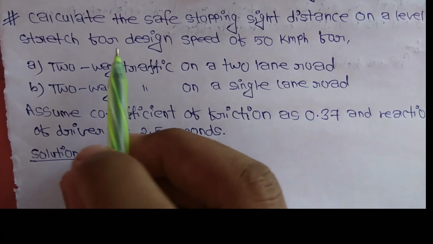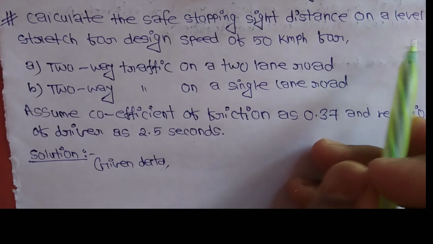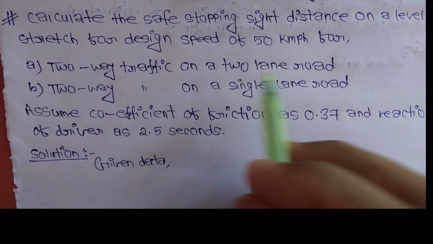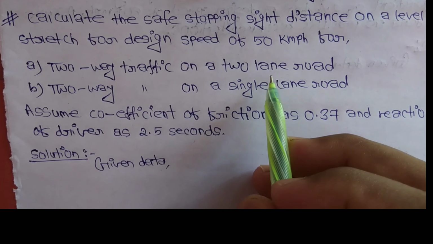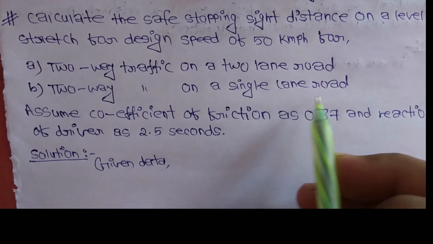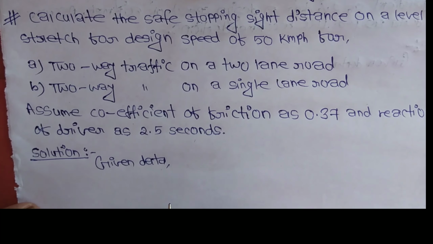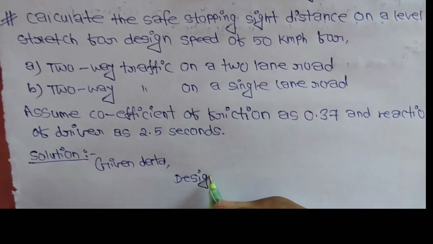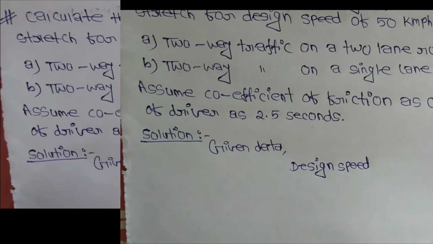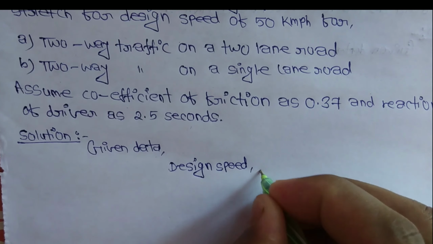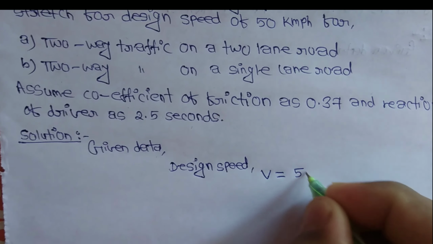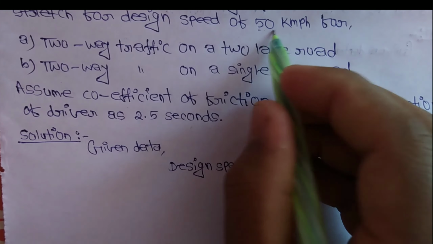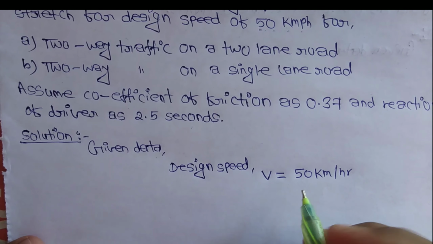So the first question is: calculate the safe stopping sight distance on a level road stretch for a design speed of 50 km per hour, for two conditions: two-way traffic on a two-lane road, and two-way traffic on a single lane road. So the given data is design speed. The design speed V is equal to 50 kilometer per hour.